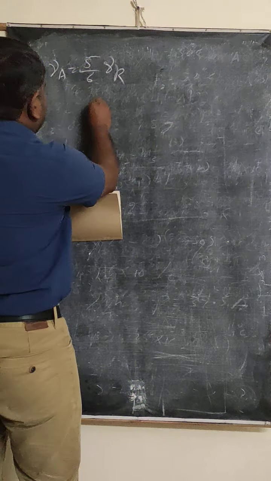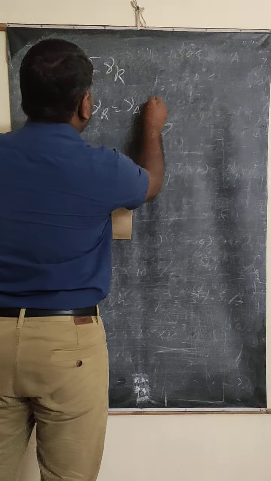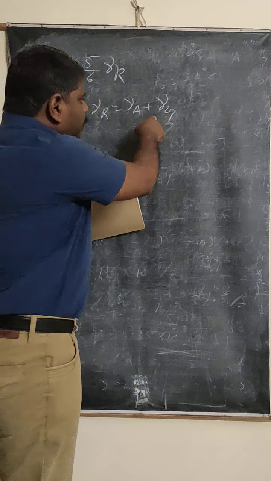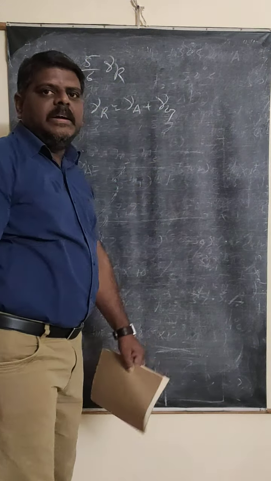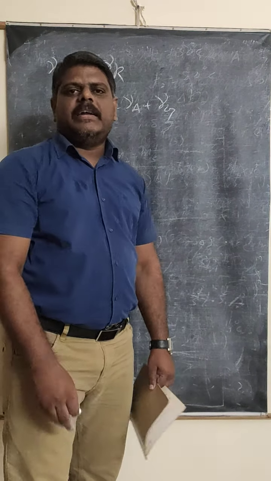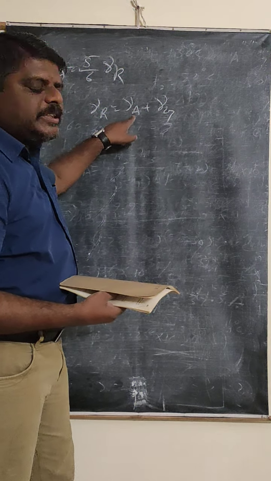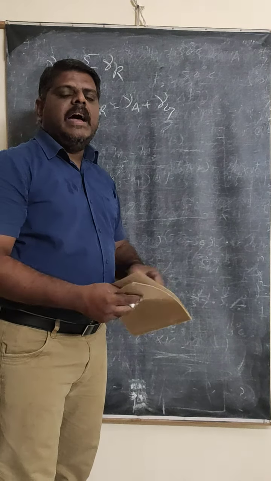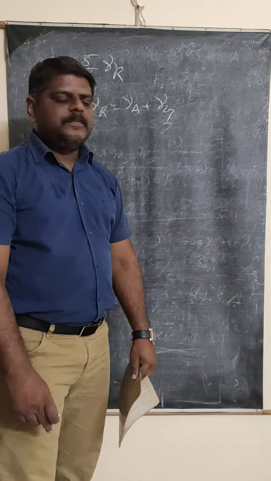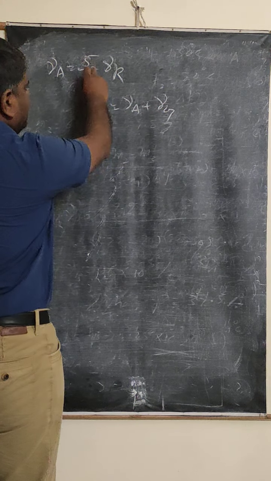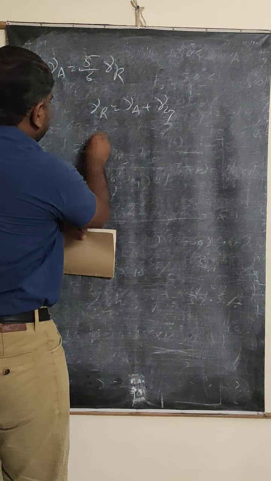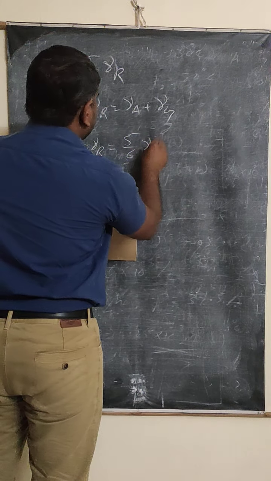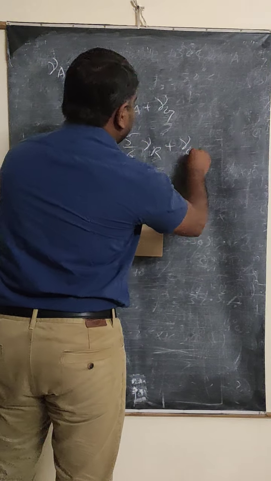After that, write down the relation: gamma R is equal to gamma A plus gamma G. This gamma G value you have to calculate in terms of gamma R. So gamma A should be substituted in terms of gamma R, so that in the equation only gamma R will be there and the final answer will be in terms of gamma R. So in place of gamma A, write 5/6 into gamma R. So gamma R is equal to 5/6 gamma R plus gamma G.